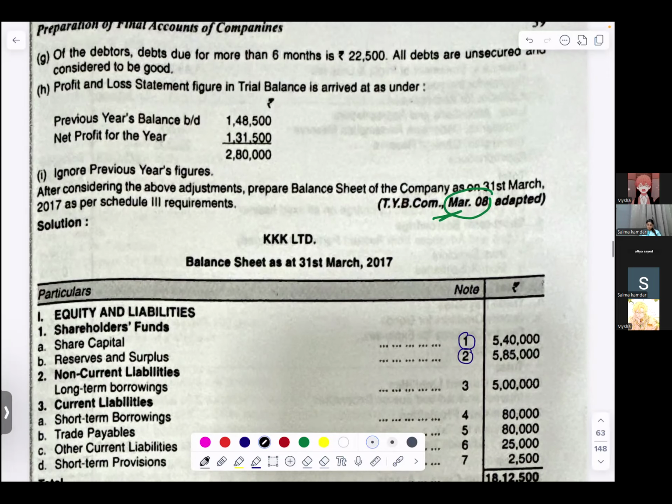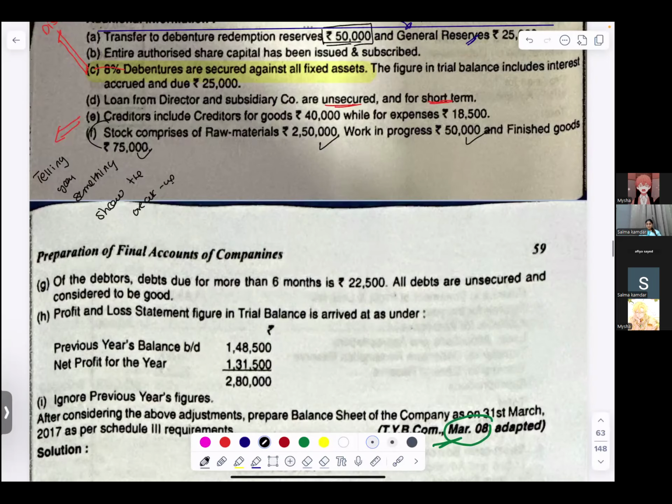Come on, go to the next one, G1. Read. Of the debts, those due for more than 6 months are 22,500. All debts are unsecured and considered to be good. So you'd show debtors older than 6 months separately and others separately.